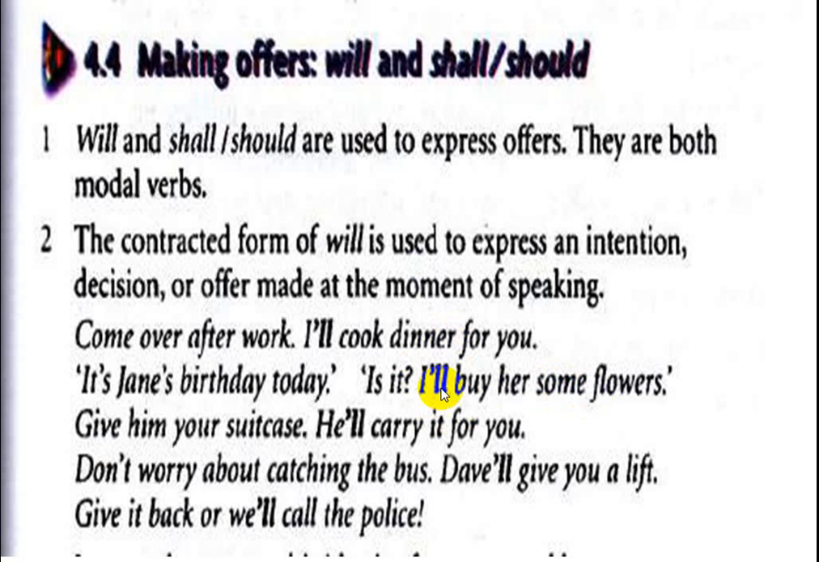Here is the contracted form of will. Give him your suitcase. He'll carry it for you. Don't worry about catching the bus. They will give you a lift. Give it back or we'll call the police. So this contracted form of will is used to express an intention or decision or offer made at the moment of speaking.